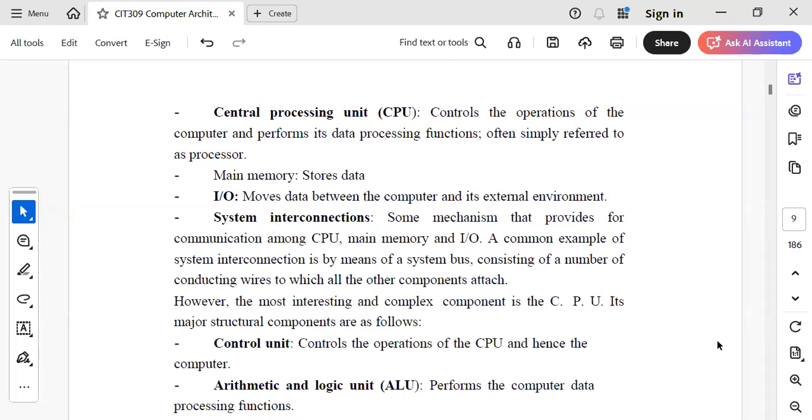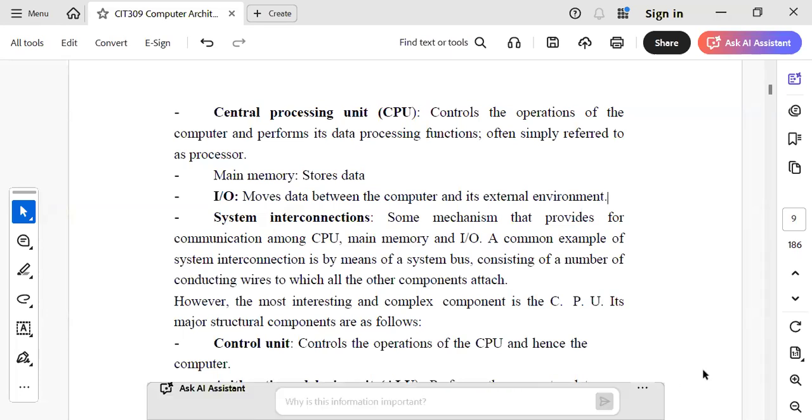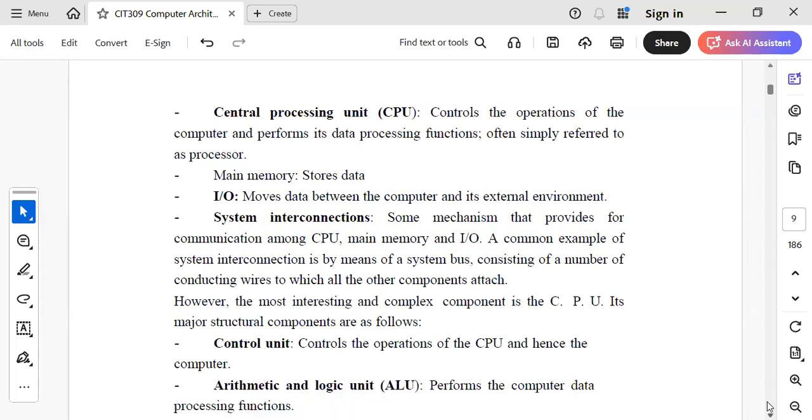Maybe you might eventually see the picture in this particular material too. So just continue. That is the work of the bus. It's different from the CPU. Consisting of a number of conducting wires to which all the other components attach. However, the most interesting and complex component is the CPU.